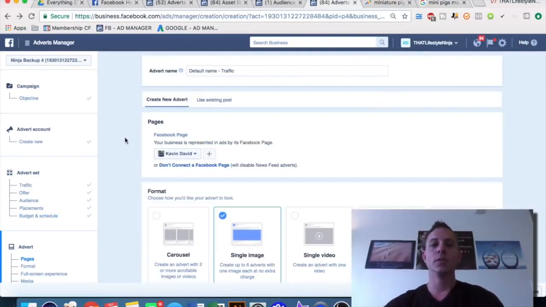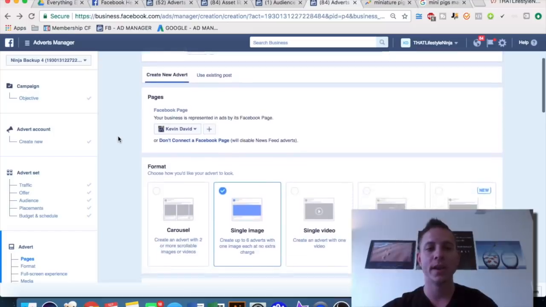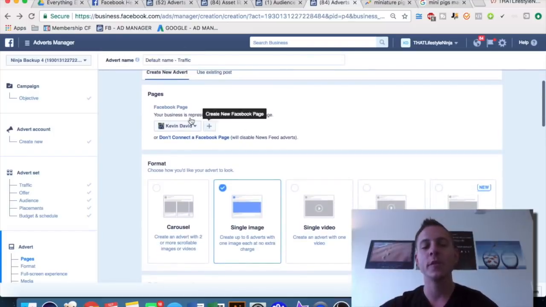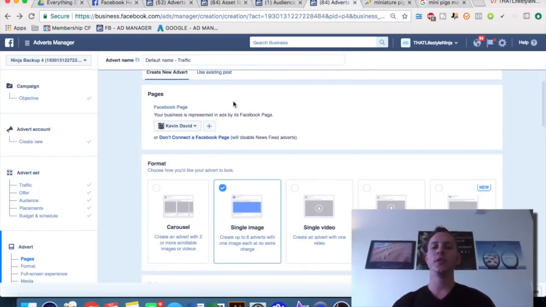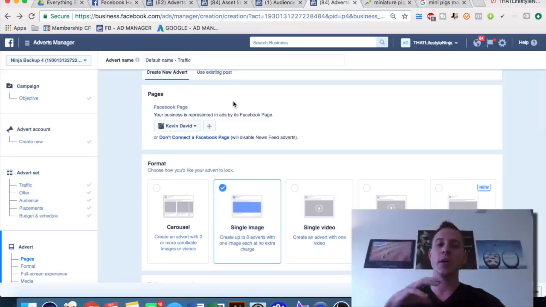So now we're on to the actual ad itself. So micro pig, we'll do single image today only, right? And so we're going to create an advert here. From your Facebook page, you want to create, if you're going to own like a micro pig company, for example, it's so funny, I keep saying micro pig, it's just ridiculous, but if you're going to own a micro pig company, you want to create a Facebook page, right?